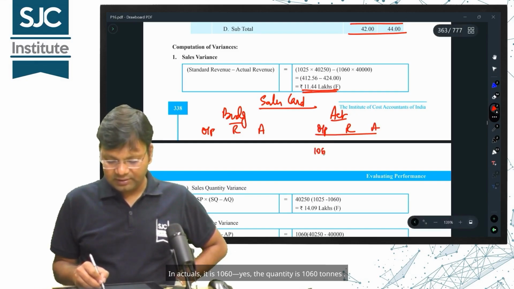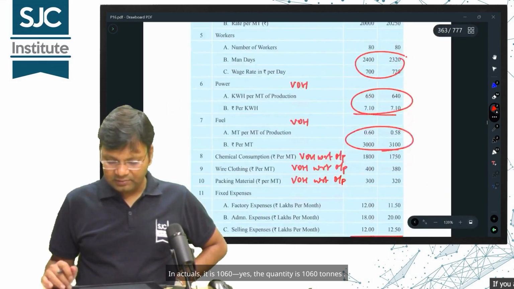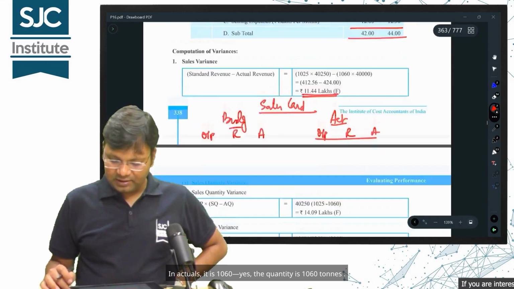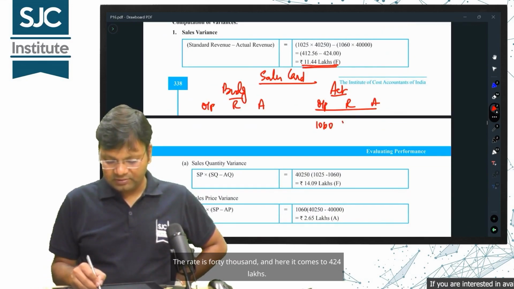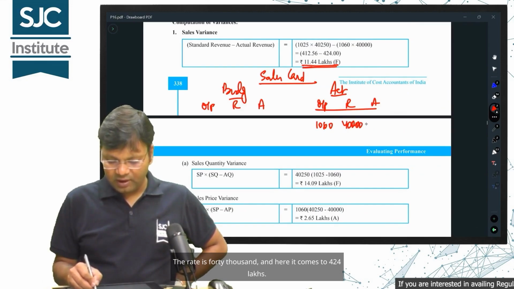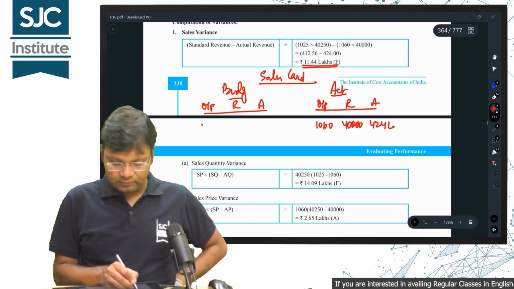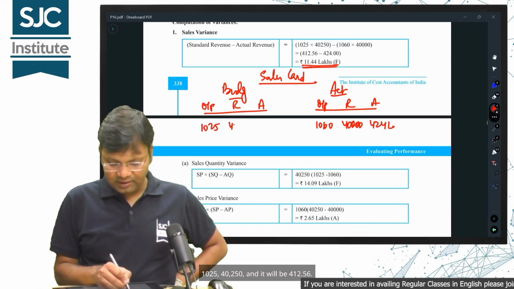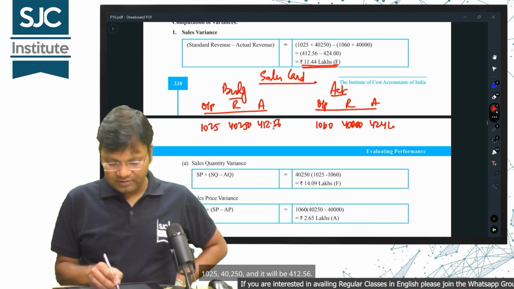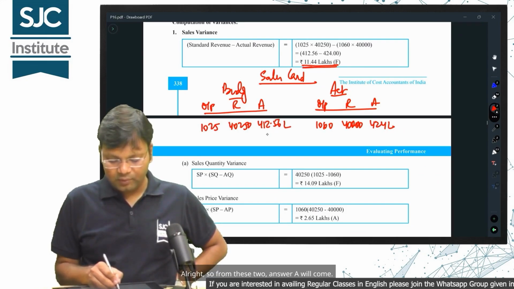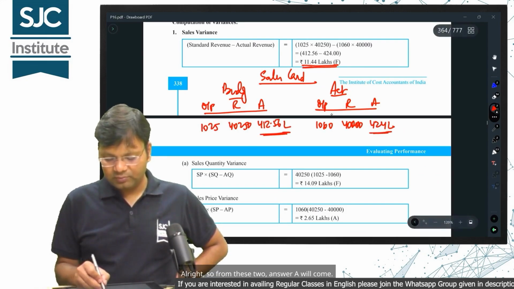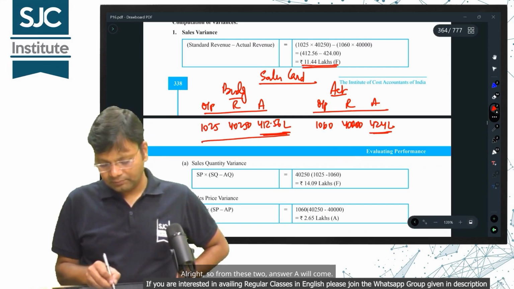In actuals, it is 1060. Yes, the quantity is 1060 tons. The rate is 40,000 and here it comes to 424 lakhs. And what will happen here? 1025, 40,250 and it will be 412.56. So from these two, answer A will come.